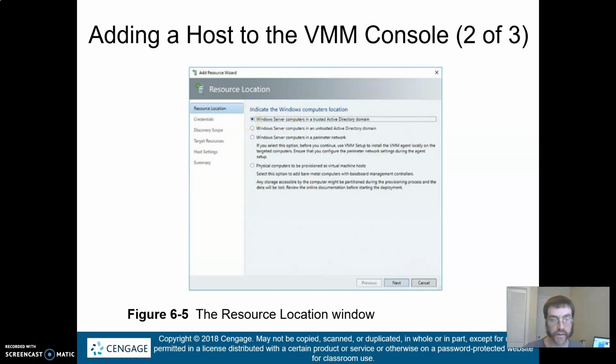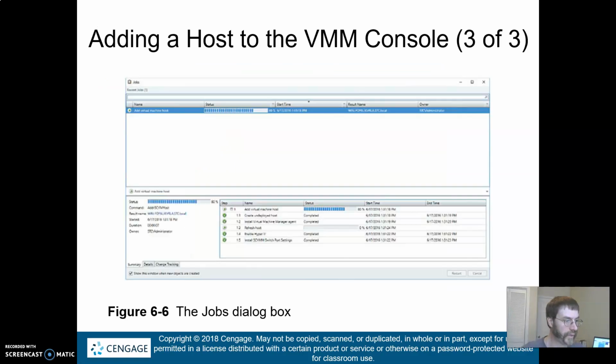Is it in a domain? And you're going to choose credentials, discovery scope, and so on and so forth. And it will end up looking like this. So it'll grab it, it'll find it. This is actually your jobs window. You can see status, you can see recent jobs, what their current status is, if there's an issue, say, for example, if there's a warning or a critical error or something like that.